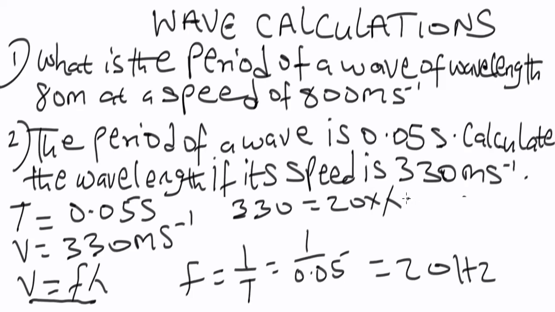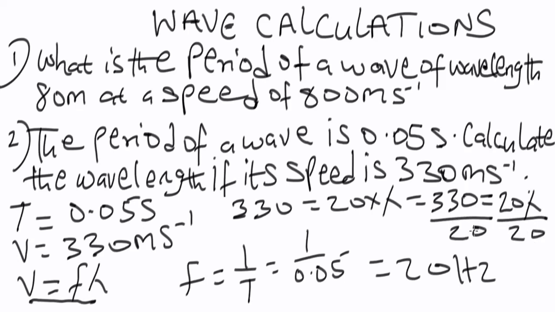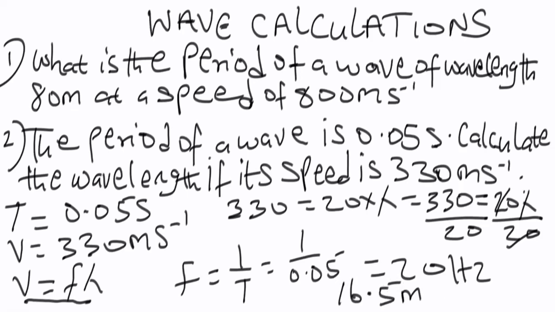So 330 equals 20 times wavelength. Divide both sides by 20. So 330 divided by 20 is going to give us 16.5 meters, and this will be the answer, 16.5 meters. Let's wipe this now and solve one more example, and after it we can call it a class.